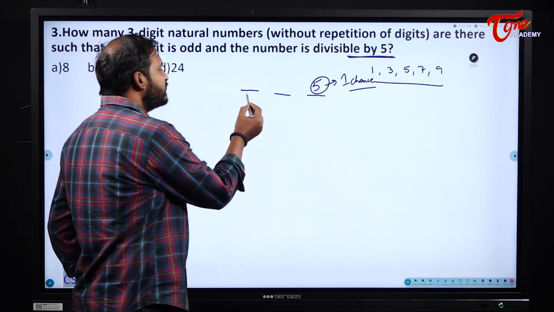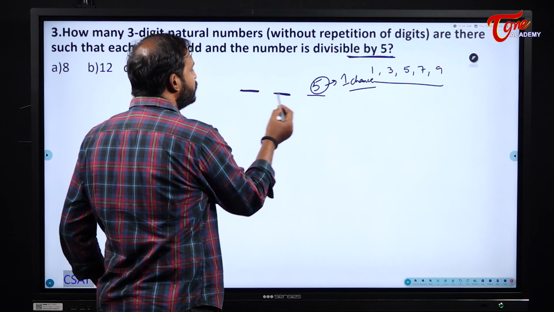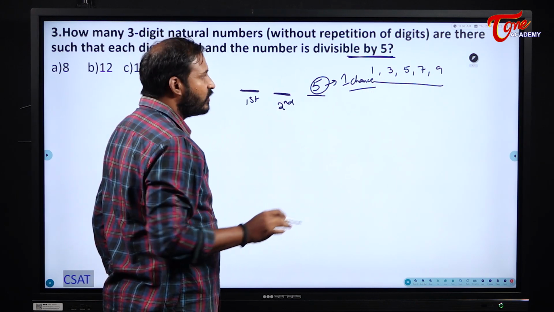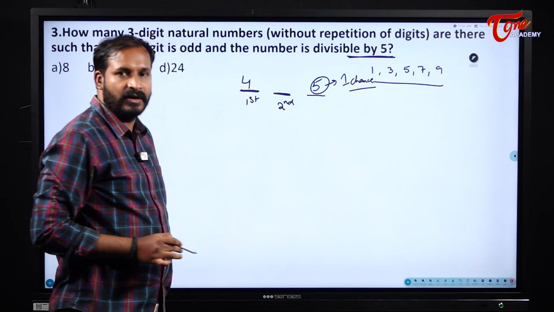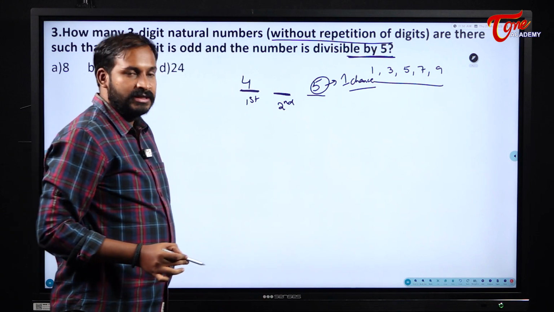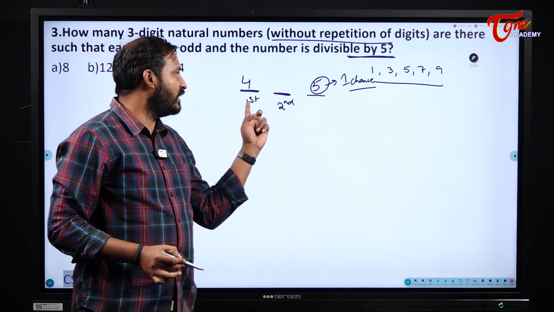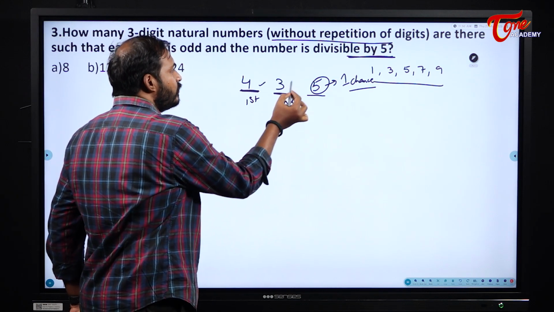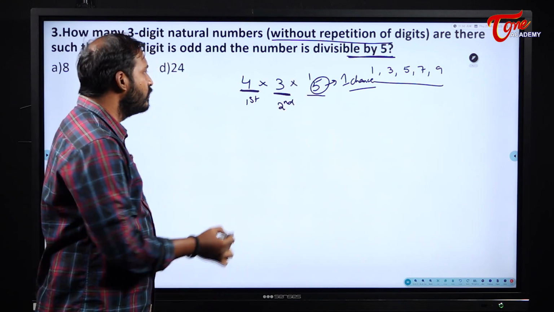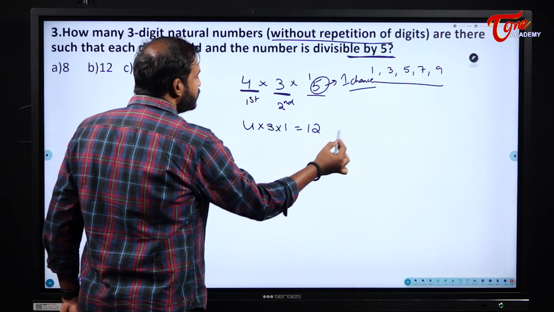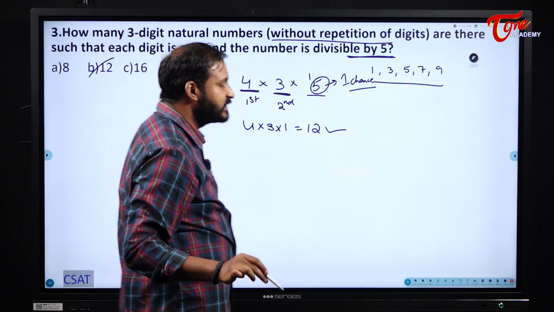Now tell me how many chances will I have for my first position and for my second position? Out of 5, 1 is fixed here, so I will be left with 4 for my first position. And clearly they mentioned without repetition of digits. That means 1 is locked here, 1 is locked here, so I will be left with 3. So 4 into 3 into 1. So total how many numbers can be formed? 12 numbers can be formed.